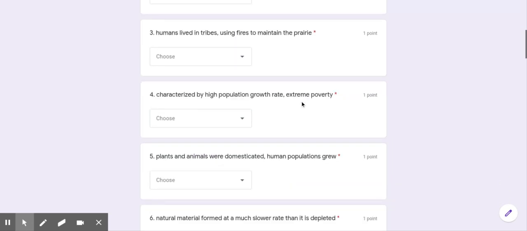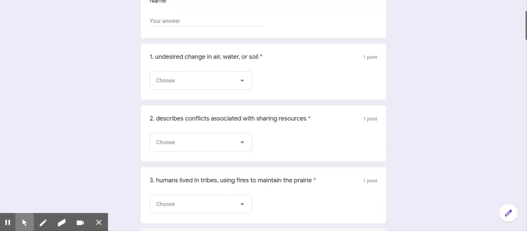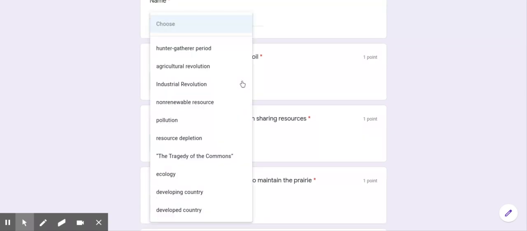What I'm going to do for the first, looks like 10 questions, is you have a drop-down menu for these options, and all of the options are the same. So I'm going to go ahead and read you the options so that you can hear what these words are. Hunter-gatherer period, agricultural revolution, industrial revolution, non-renewable resource, pollution, resource depletion, the tragedy of the commons, ecology, developing country, and developed country.